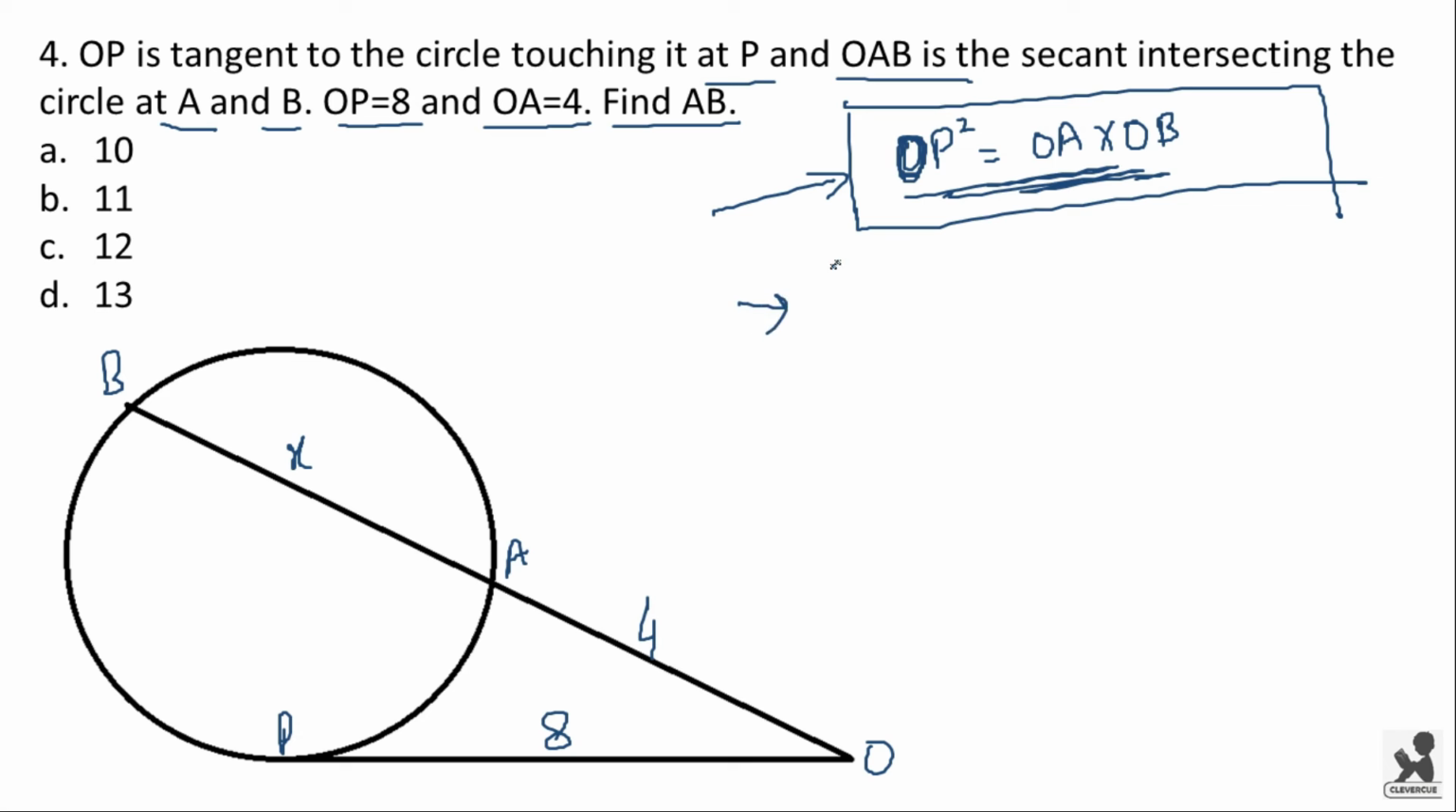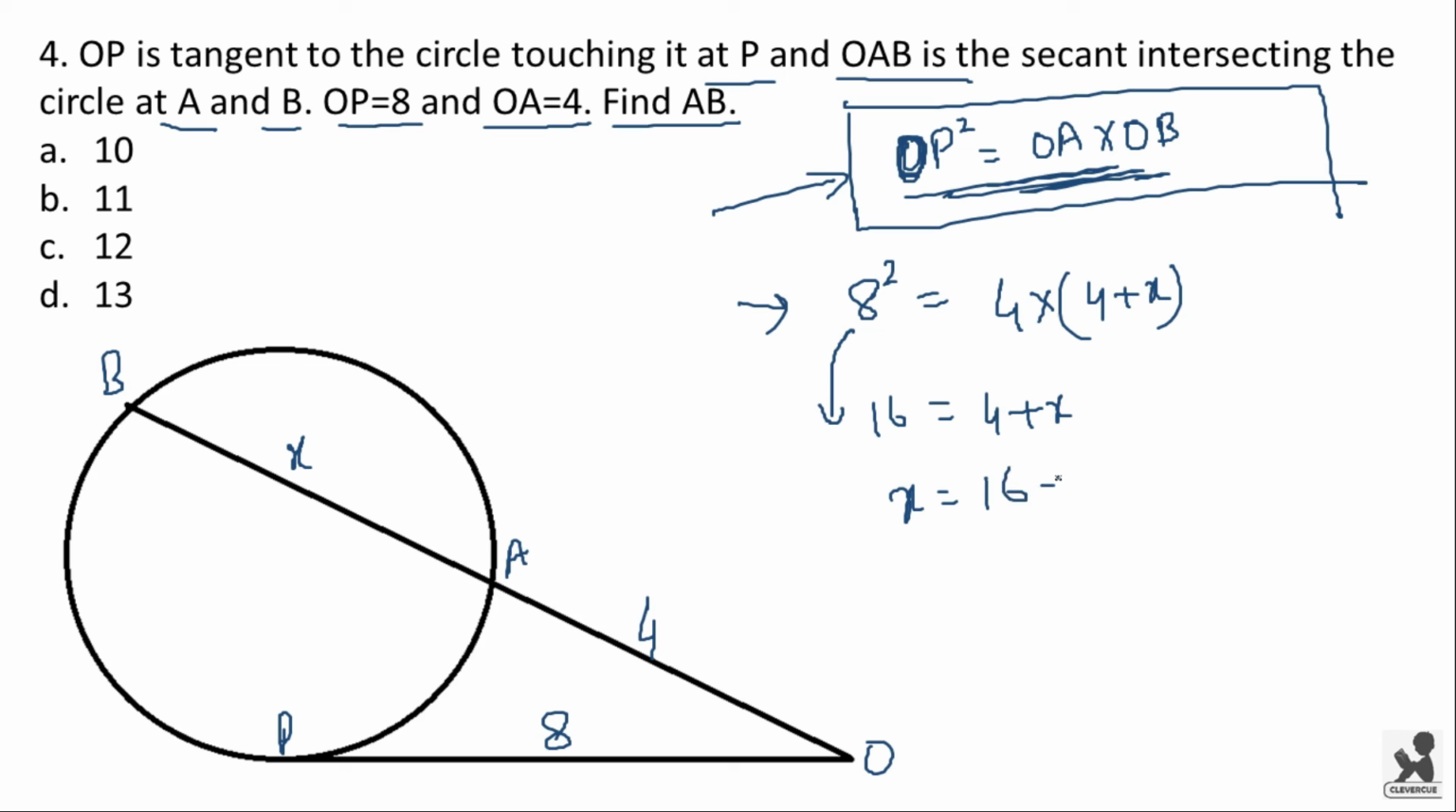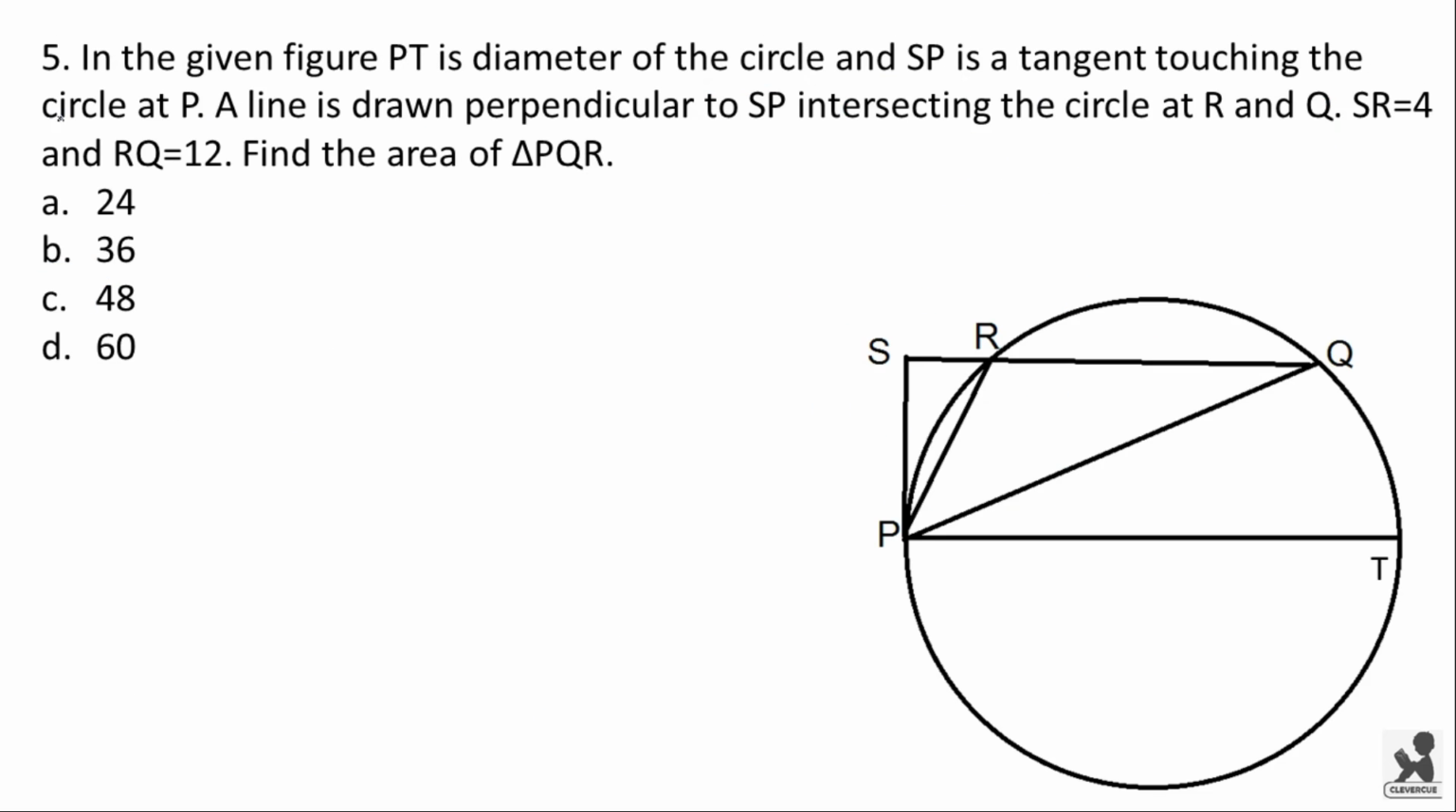Now substitute the values. OP square is equal to 8 square, and OA is 4 into OB. The length of OB is 4 plus x. Here we have 64 is equal to 4 into OB, so 16 is equal to 4 plus x. The length of x is equal to 16 minus 4, which is equal to 12. Option C is the right answer.